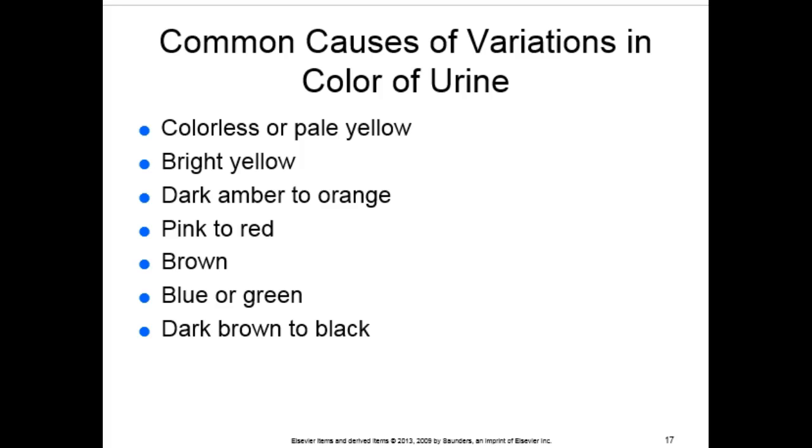Dark amber to orange urine can be caused by pyridium medication, or because concentrated urine is being formed because of dehydration or as a result of a fever.